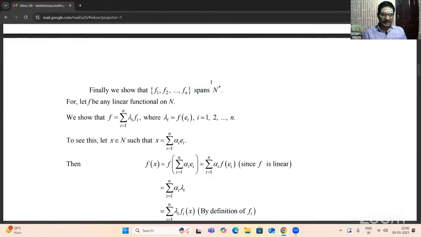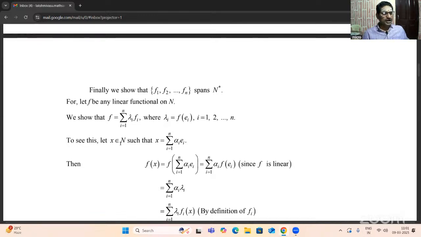So the linear span generated is also a linear space element. That's why the dual space must be spanned by linear functional elements. So f can be written as the summation of lambda i and fi, and again it can be written as a dual in terms of lambda values of the functional representation. So lambda i is f of ei, where i varies from 1 to n.